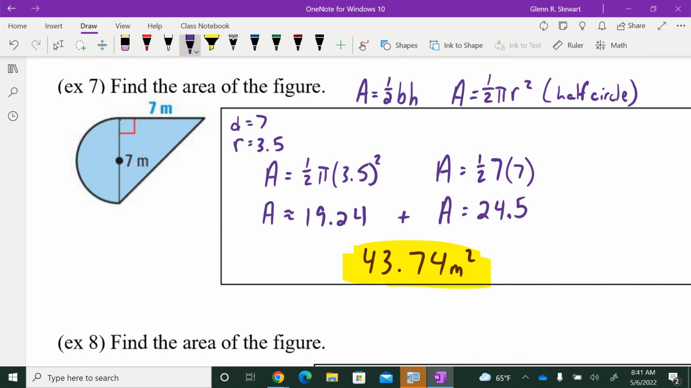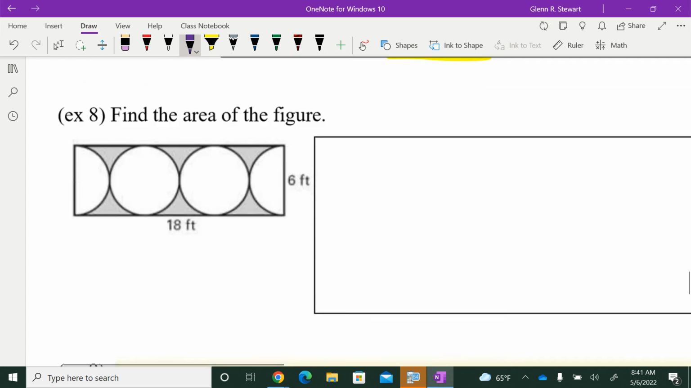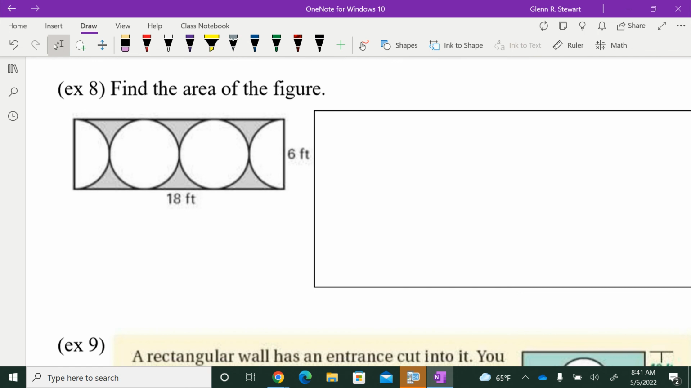Last two here, we've got find the area of the figure. What we're trying to do is look for the shaded region. This looks super difficult, but it's actually pretty simple because you only need two things. You need the area of a rectangle, and then you need the area of a circle. So first off, the area of the rectangle is length times width. So 18 times 6, which is 108.